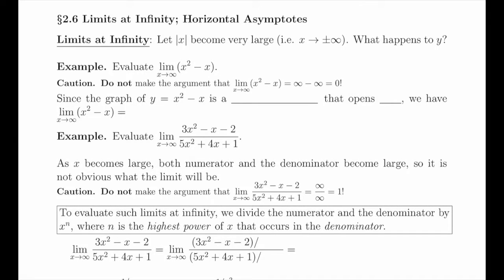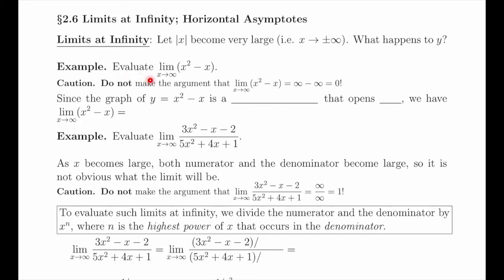We're now moving on to section 2.6, which talks about a different type of limit. It's called the limit at infinity, and that deals with the question of when the magnitude of x becomes very large. In other words, as x goes towards positive or negative infinity, what is happening to the y values? So let's try an example here.